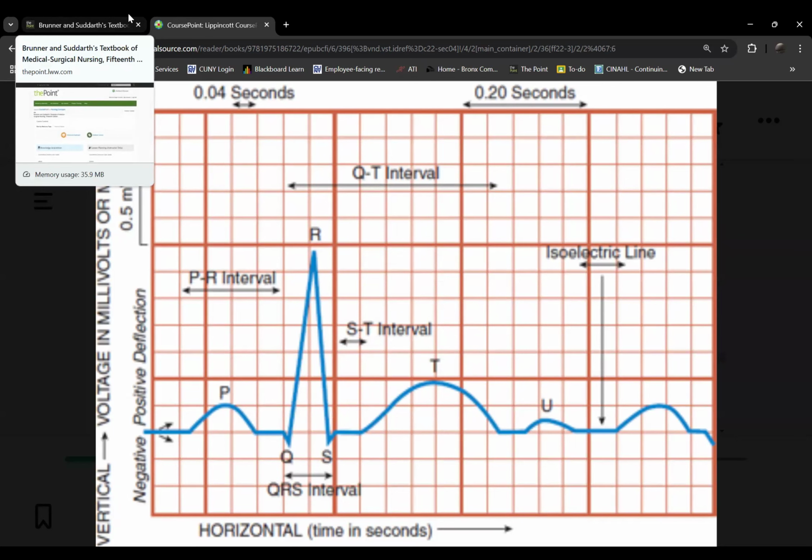And then the horizontal line is time in seconds. Each tiny little box is 0.04 seconds. Therefore, one big box, which has 5 small boxes, is 5 times 0.04, which equals 0.2 seconds. So 1 second is how many big boxes? 5, correct? 5 times 0.2 equals 1. You follow so far? We'll look at it later because we're going to measure the waves and complexes a little bit later.